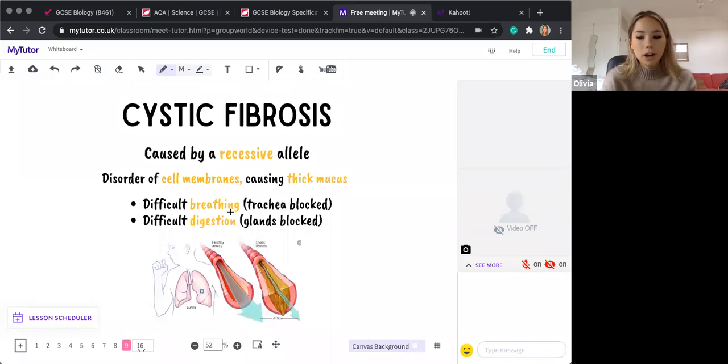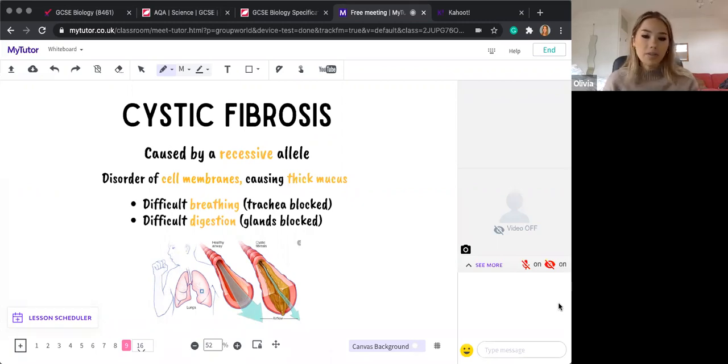Now, I'm not going to go into a huge amount of detail about these disorders, because in class you might go into a little bit more detail. But for your exam, having looked at all the different exam questions that are present, all you really need to know is whether the disorder is caused by a dominant or recessive allele, and a little bit about what that disorder is.